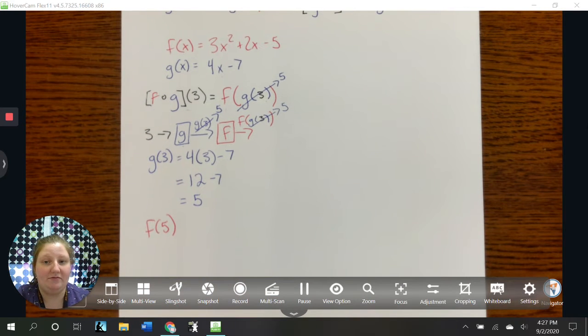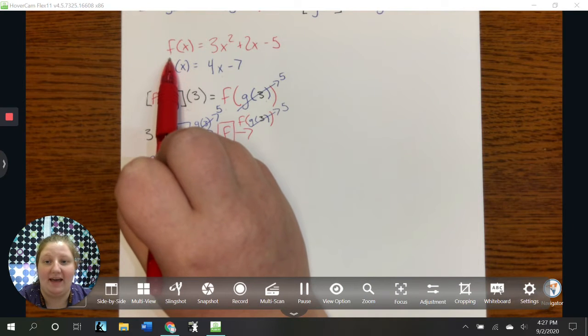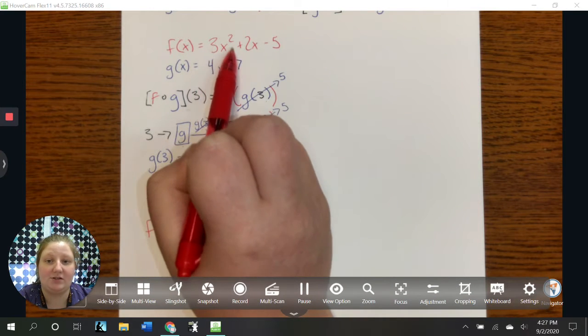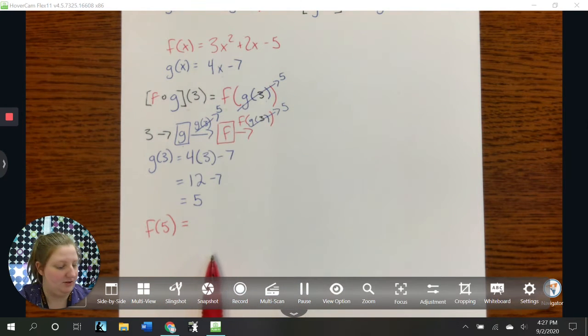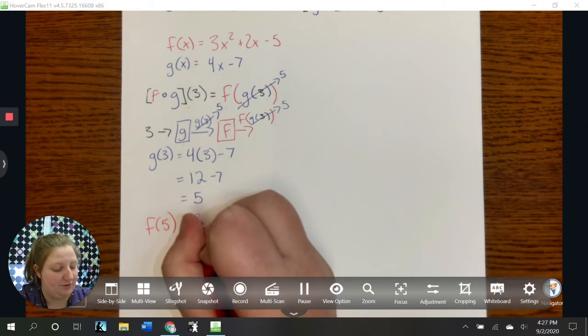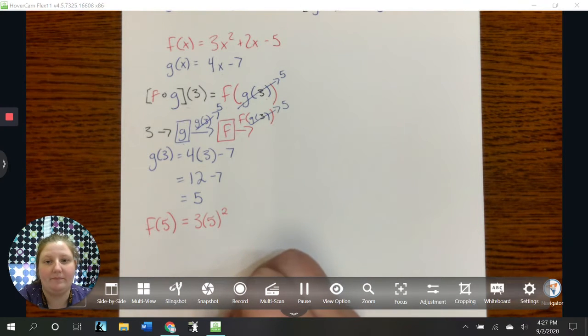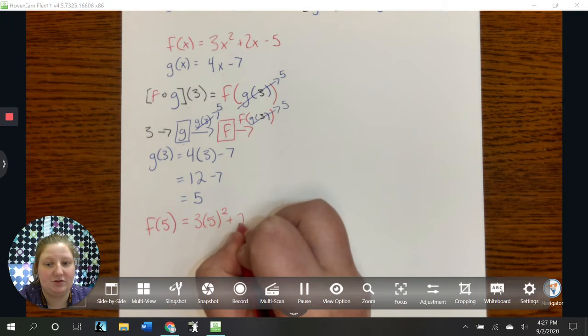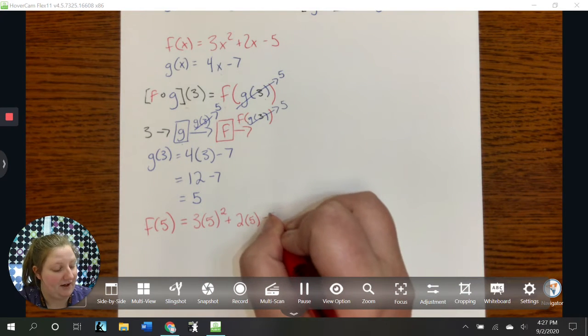So when we do f of 5, whatever's in the parentheses is going to replace our variable. So we have 5 in the parentheses. So 5 is going to replace our variable in our function f. So instead of 3x squared plus 2x minus 5, we're going to change both of the x's to 5. So 3 times 5 squared plus 2 times 5 minus 5.